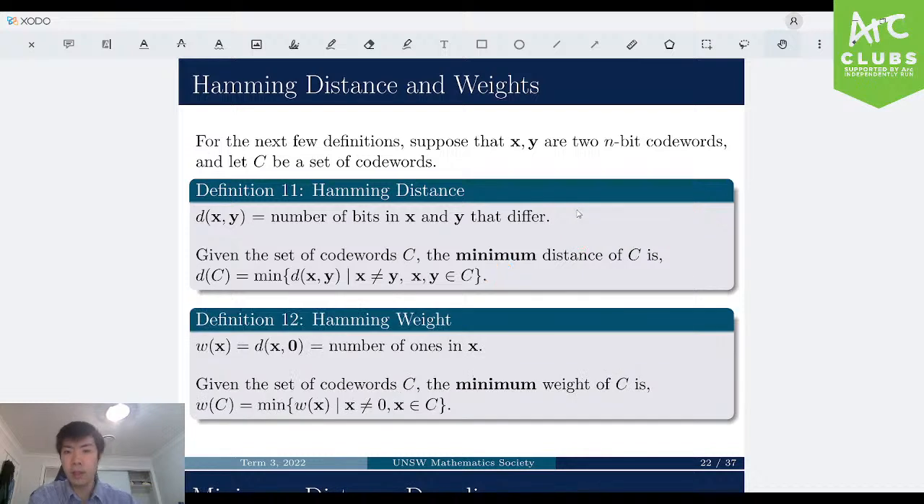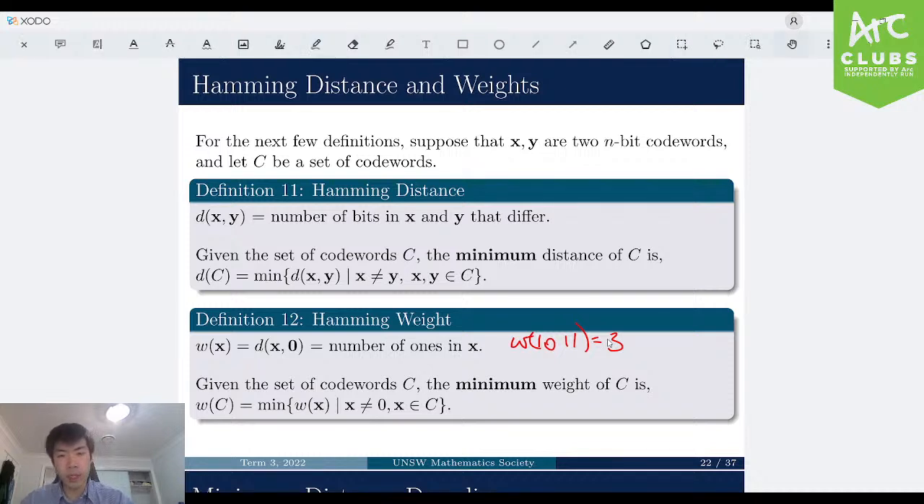Hamming weight is very similar. It's denoted by W of the parameter, in this case the code word x, and it's simply the number of ones in x. So for example, if you have a look at 1, 0, 1, 1 again, the weight of this is just 3, because it's 3 ones. Same concept for minimum weight: out of all of the code words in the set C, which one has the least number of ones in it.